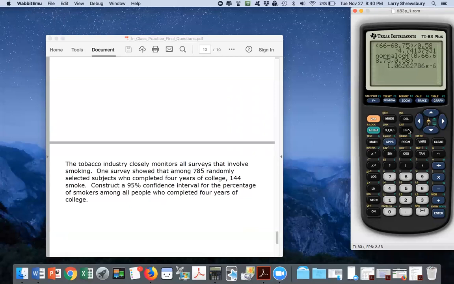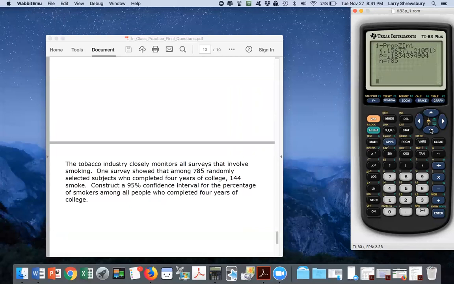So going over here, oh, my calculator fell asleep again. So we go over to stat, test. Now I have to scroll down, getting these confidence intervals, and it's 1-PropZInt. You can go in there. And so what was X? That was your count. How many of your sample were in the category of interest? 144. How big was your sample size? 785. What confidence level do you want? 0.95. Highlight calculate, hit enter.